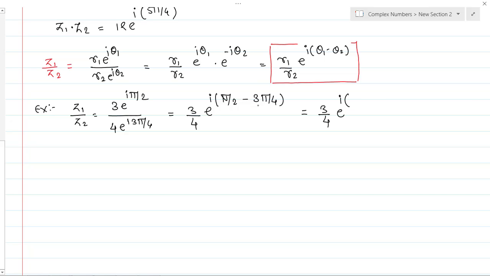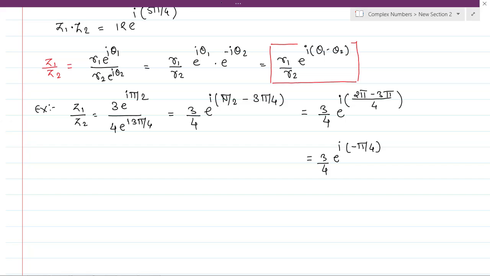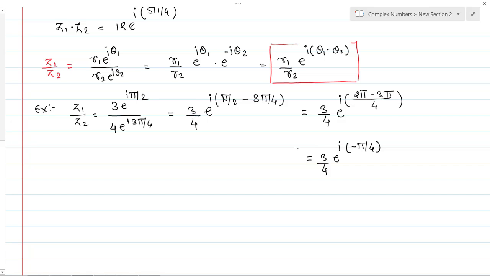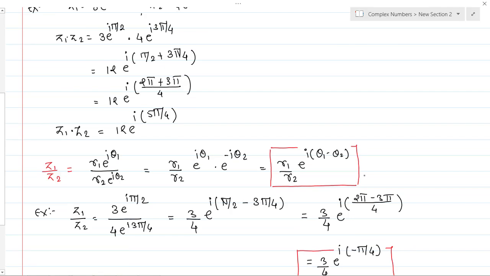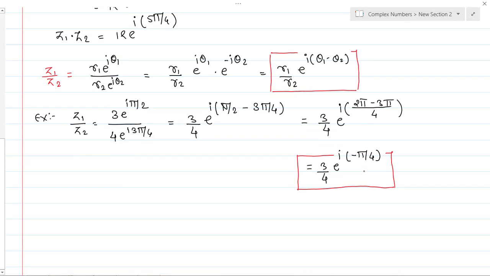Again the LCM is 4, so this will be 2 pi minus 3 pi upon 4, which is equal to 3 by 4 e raised to i, and 2 pi minus 3 pi becomes minus pi by 4. So this is the answer for this question. z1 by z2 becomes 3 by 4 e raised to i (minus pi by 4). Okay, are you getting this? So this was the first part, and this is the second part.